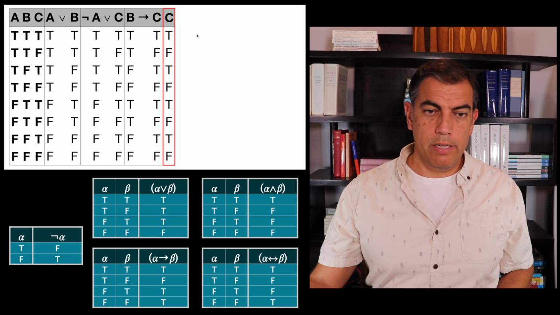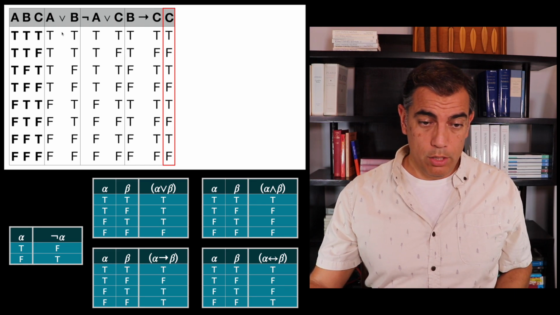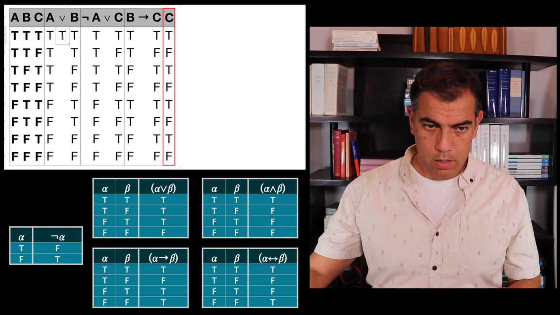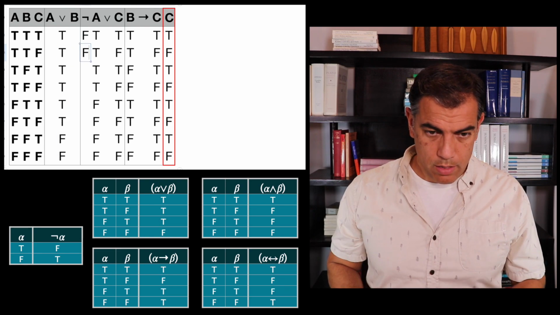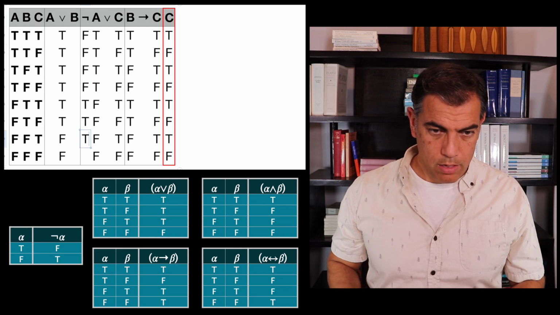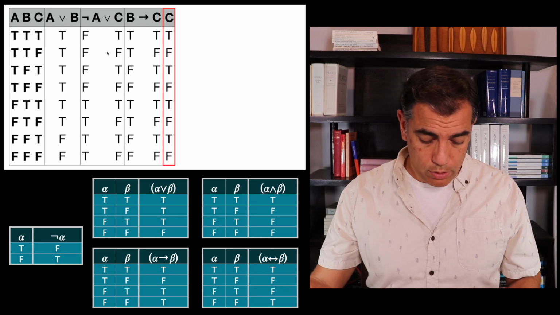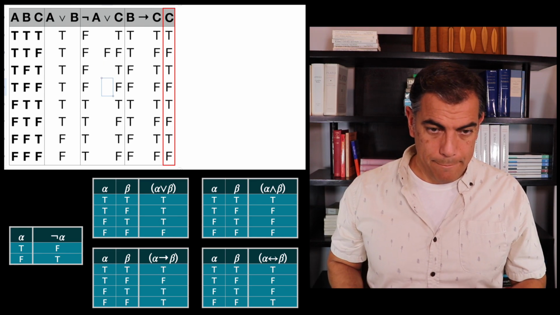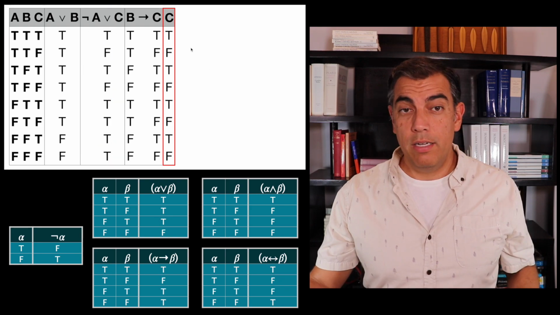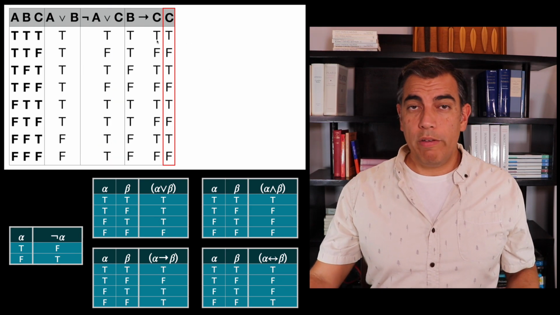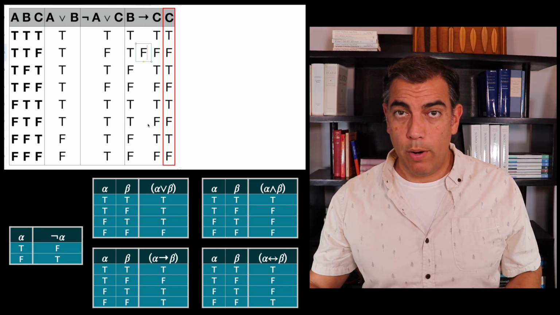I'll build first the disjunction in premise 1. Remember, only false when both disjuncts are false, otherwise true. Now the negation in premise 2. And then the disjunction, only looking for when both disjuncts are false, otherwise it's true. The conditional in premise 3, only false when the antecedent is true and the consequent is false, otherwise true.